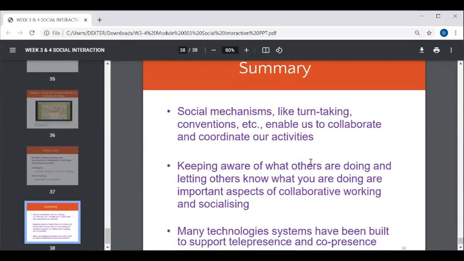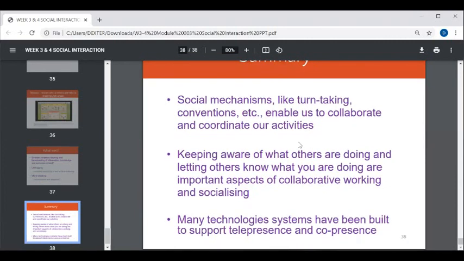So summary, social mechanisms like turn-taking conversation enable us to collaborate and coordinate our activities. Keeping aware of what others are doing and letting others know what you're doing are important aspects of collaboration, working, and socializing. So many technology systems have been built to support telepresence and co-presence.